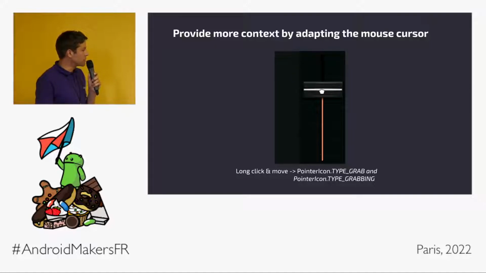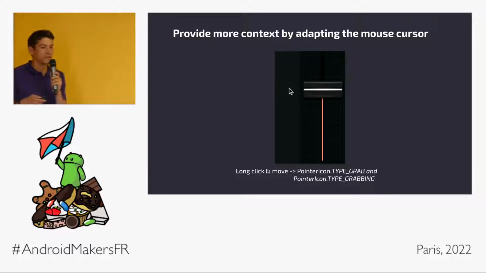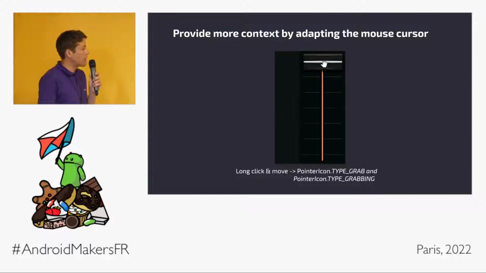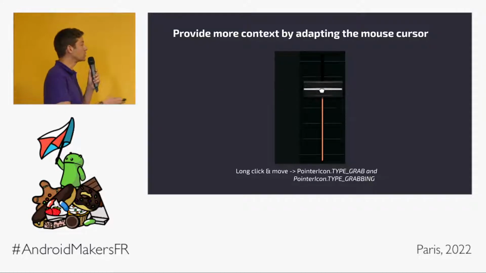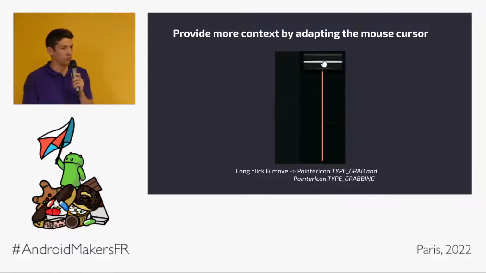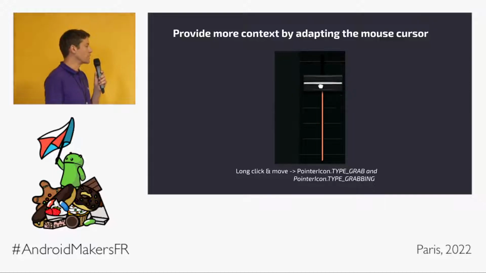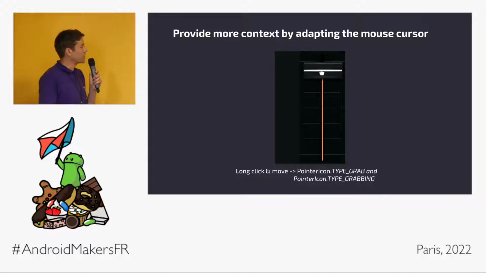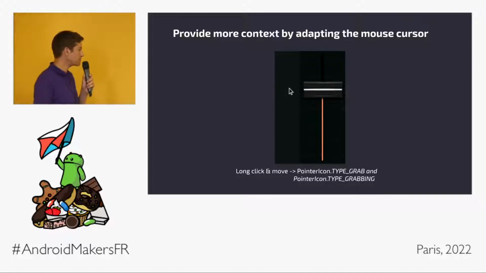With this custom view, the pointer icon has several states. So you can't only use an XML attribute because you have to change it programmatically. There is a state when the pointer is over the custom view, and another state when we select the cursor and we move it. So how to do that? First, we set the pointer icon to type grab. It's the open hand icon.